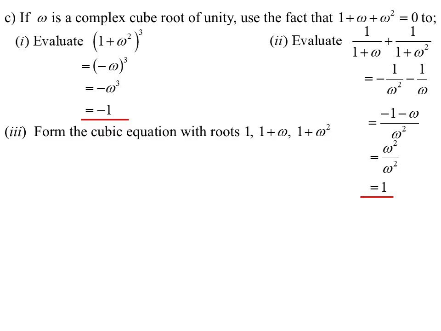We're going to create a cubic equation. These are our three solutions. 1 plus omega, and 1 plus omega squared. Well, that means it must factorise. They've told me 1's a factor, so I know z minus 1.